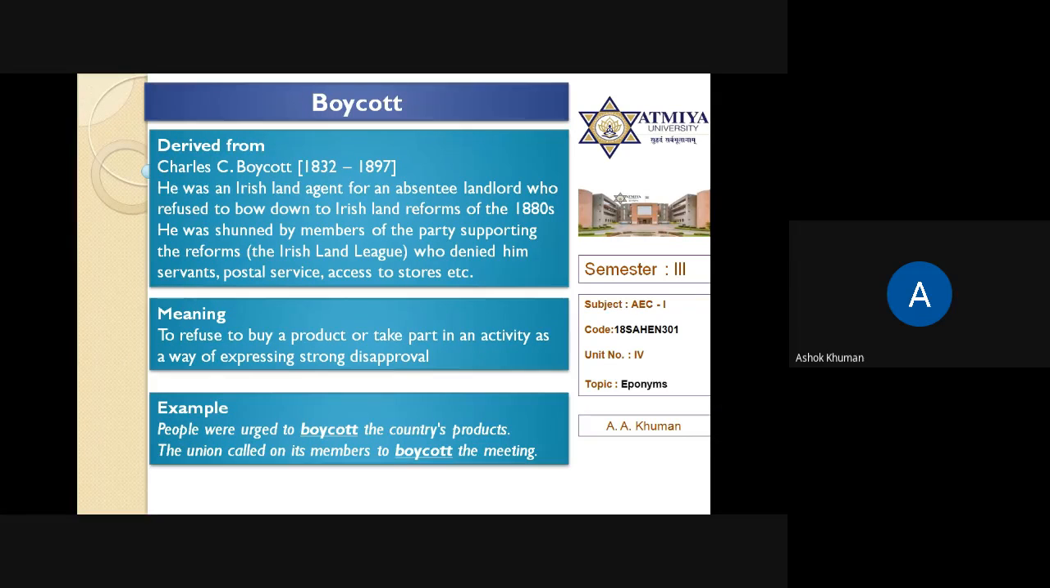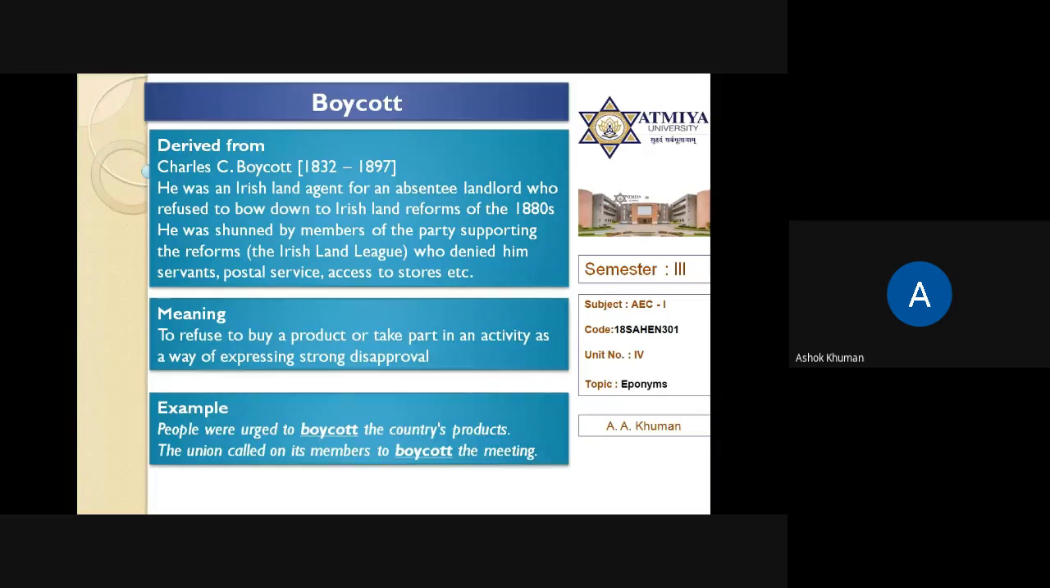Charles Boycott was the person who was removed from the group. What was the group? The members of the Land Reform, 1880. But Charles Boycott did not believe in that reform bill. He did not accept it. Therefore, people excluded him, banished, boycotted him. So boycott is a verb. Okay, you can add ed, boycotted, or you can also add ing, boycotting.